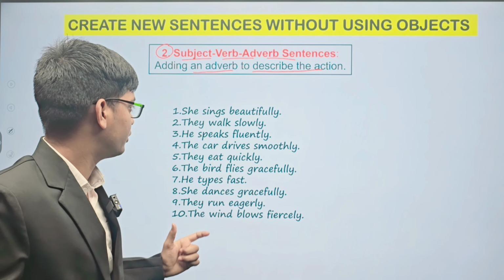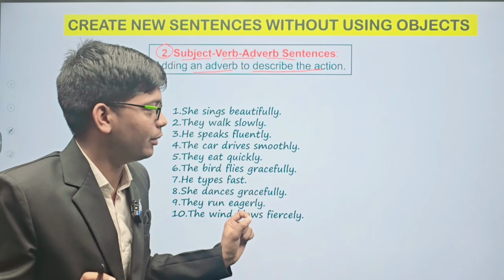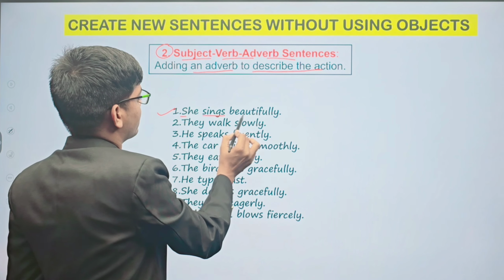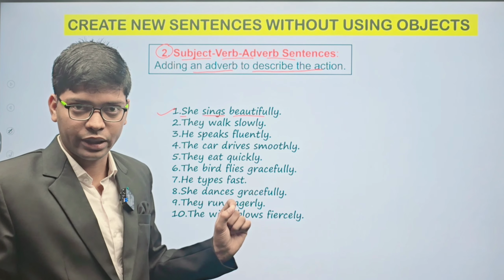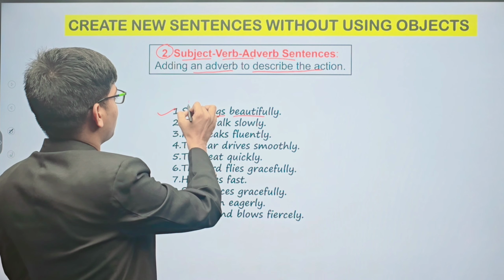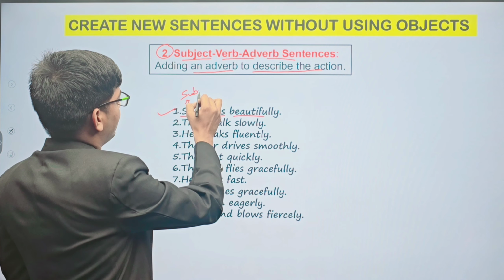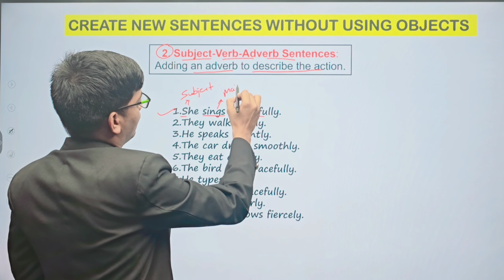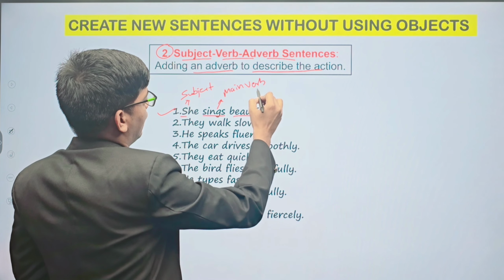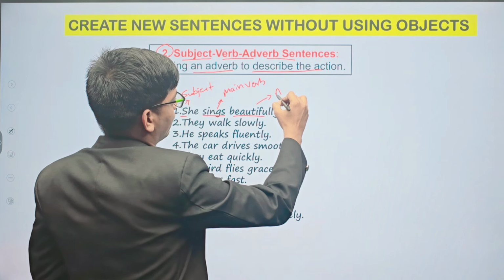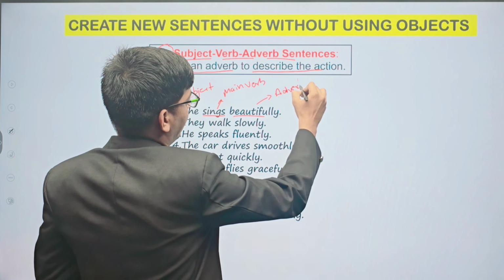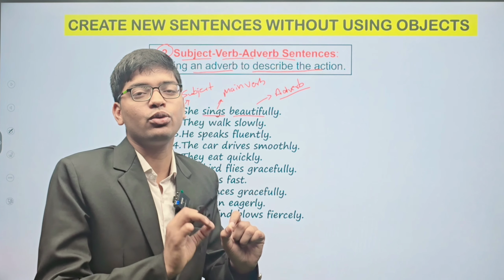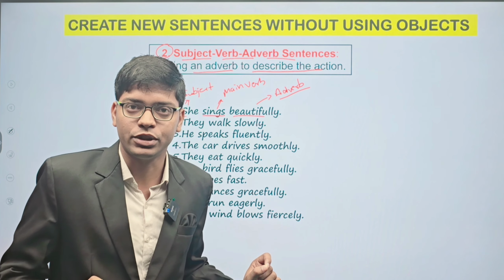So let's see an example. First example here: she sings beautifully. She is a subject pronoun here, sings is the main verb here, and beautifully is an adverb here. So you can create new sentences in this way without using an object.